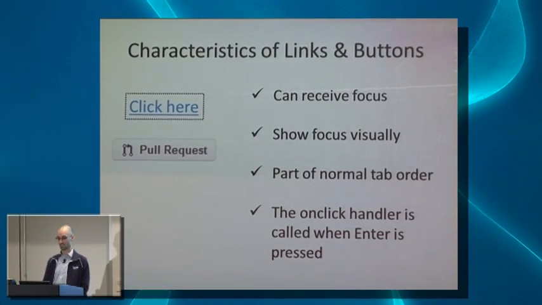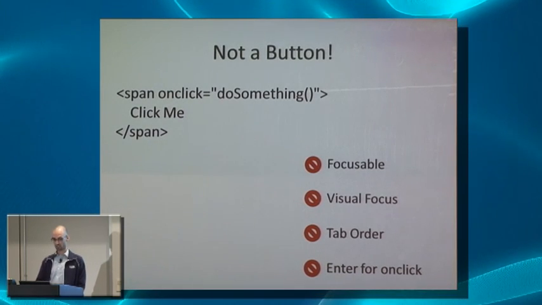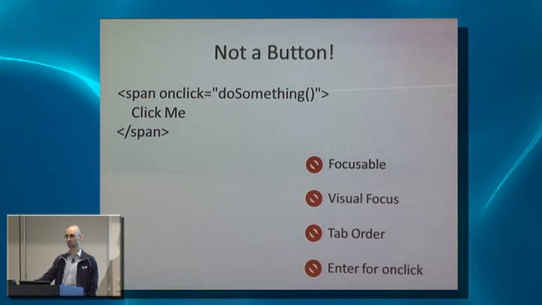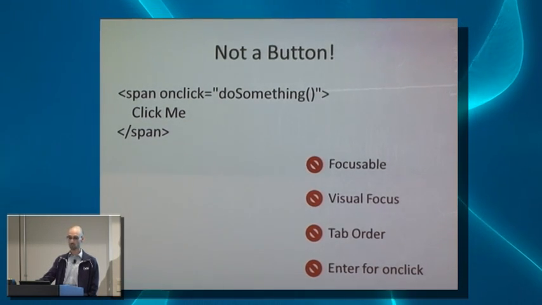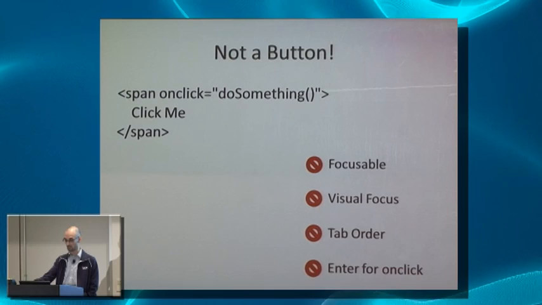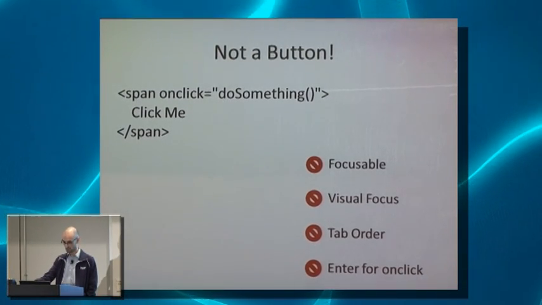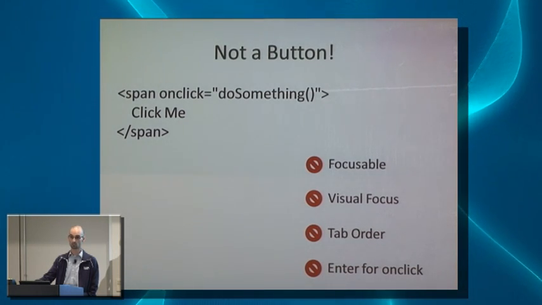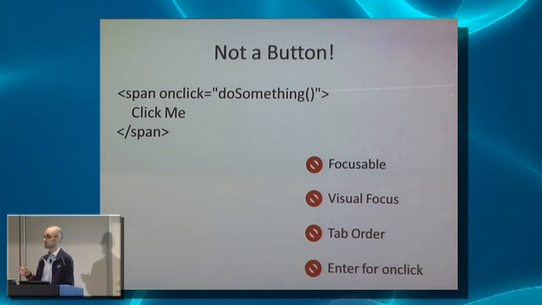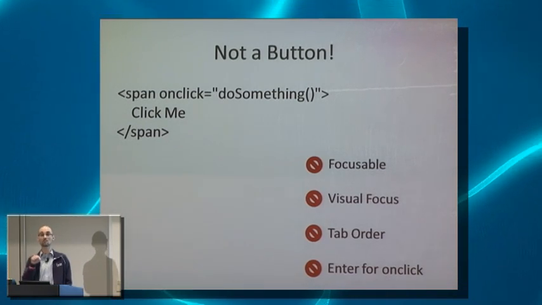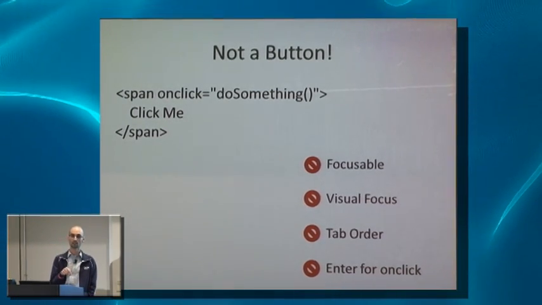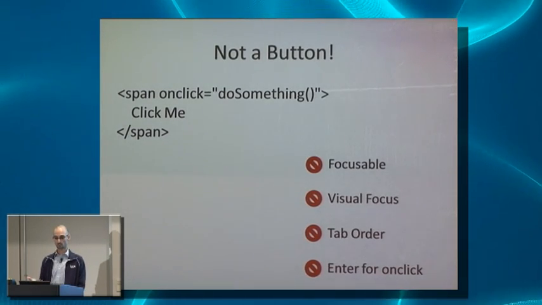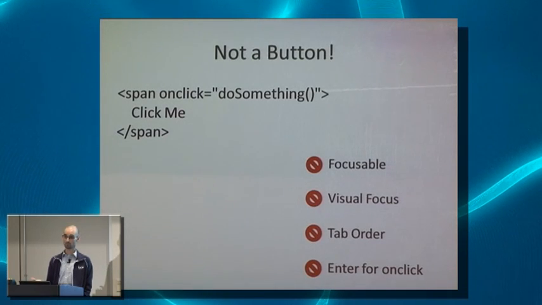Now, some ways to kind of mess things up is to do stuff like this. Right? Creating a span and putting an on-click event handler on it. Not focusable, doesn't have visual focus, doesn't have tab order, and it won't fire on-click when you press enter. Right? Even though somebody with the mouse can go over and click on it, and you can even change the style when somebody hovers over it. If I can't get focus, then I can't use it. So that is not a button.